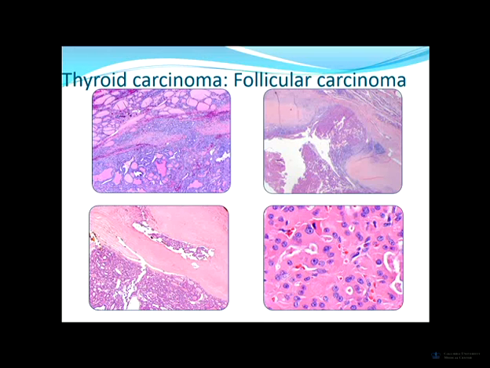So over here, we have relatively normal thyroid because it's got these larger follicles. Here is the capsule that's separating the lesion from the normal thyroid. And you can see that these small microfollicles are going through this capsule, and this is capsular invasion, and this is what makes it carcinoma.